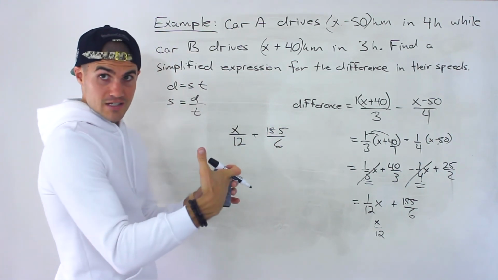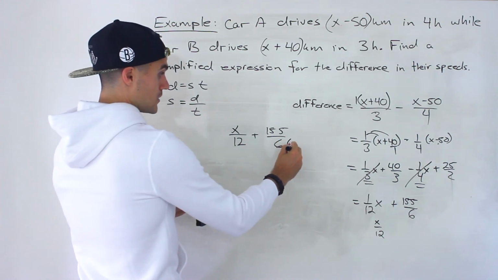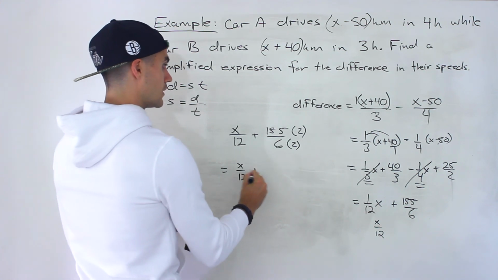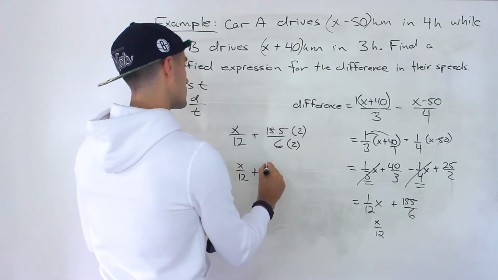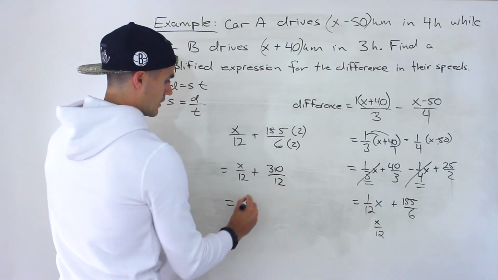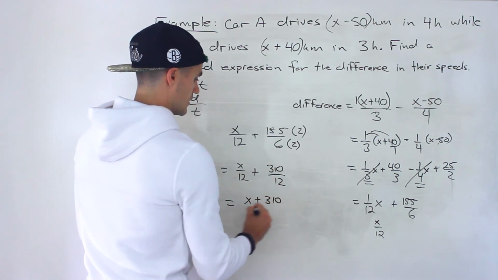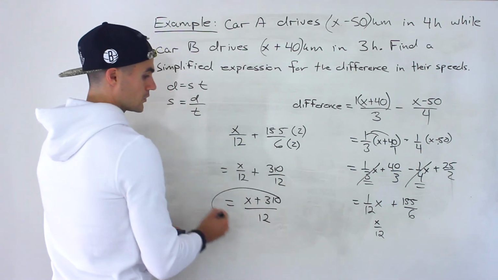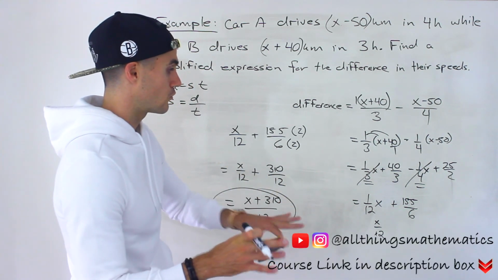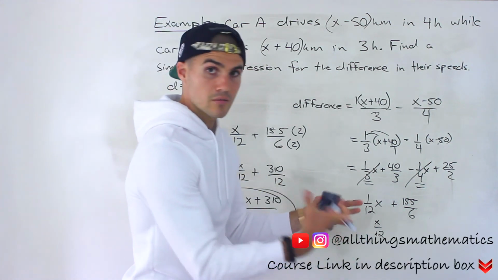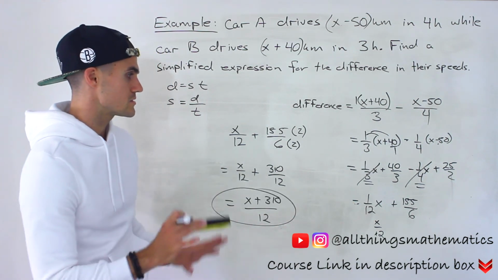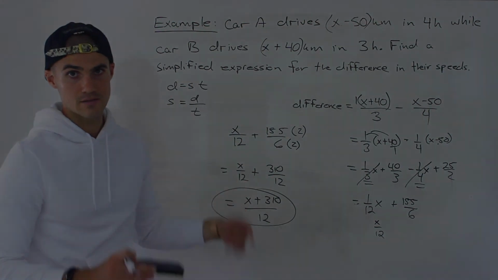They could combine these into one fraction. And so to do that, we'd multiply this by 2, multiply this by 2. So we'd have x over 12 plus 155 times 2, which gives us 310. So x plus 310 over 12. You never know, on a multiple choice test, that might be the answer. And you may get to here and think you got the wrong answer. But if you actually combine them and simplify, this and this are the exact same thing. So just be on the lookout for different formats the answers can be in.